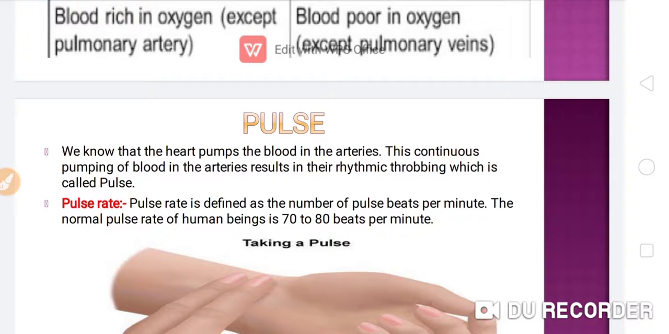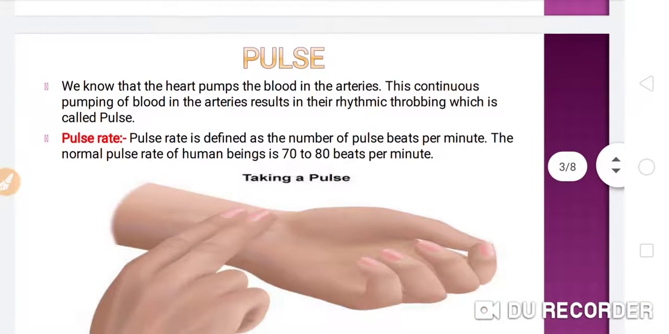Now pulse rate. What is the pulse rate? Pulse rate is defined as the number of pulse beats per minute. Whatever pulse beats take place within 1 minute is known as the pulse rate. The normal pulse rate of human beings is 70 to 80 beats per minute, meaning 70 to 80 times per minute rhythmic throbbing takes place. Within 1 minute, this is known as the pulse rate.